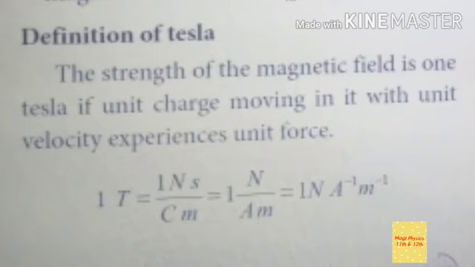Next one is the definition for Tesla. The strength of the magnetic field is 1 Tesla if a unit charge moving in it with a unit velocity experiences a unit force, which can be expressed as 1 Tesla is equal to 1 Newton second per Coulomb meter, which is equal to 1 Newton per ampere meter, which is equal to 1 Newton ampere power minus 1 meter power minus 1.